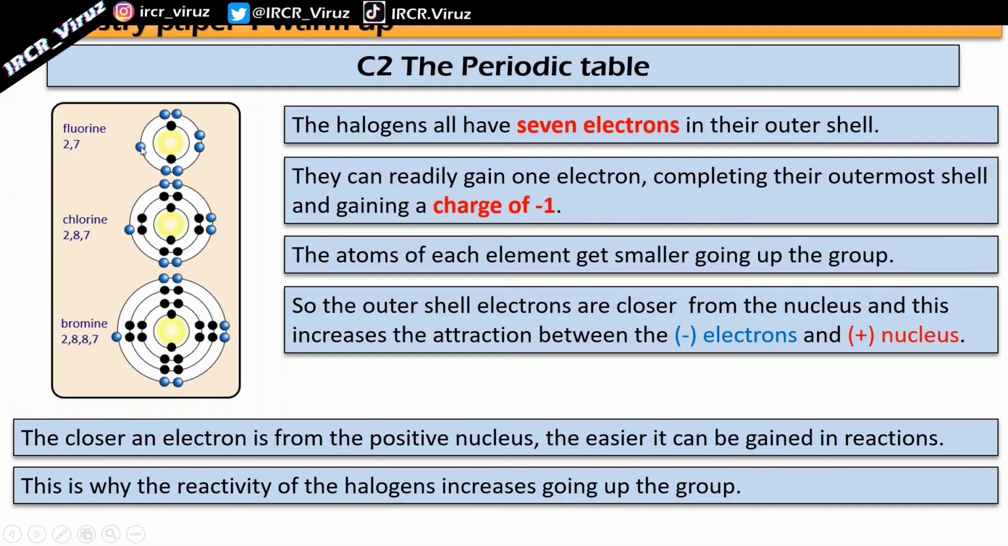Now if you see here, this electron here is closer to the nucleus than this one, therefore the attraction in here is going to be a lot stronger, and since they are actually attracting electrons, not getting rid of them like the alkali metals, the smaller the atomic radius of the atom is, the more it will be attracted, and the more reactive that non-metal halogen will actually be, okay?